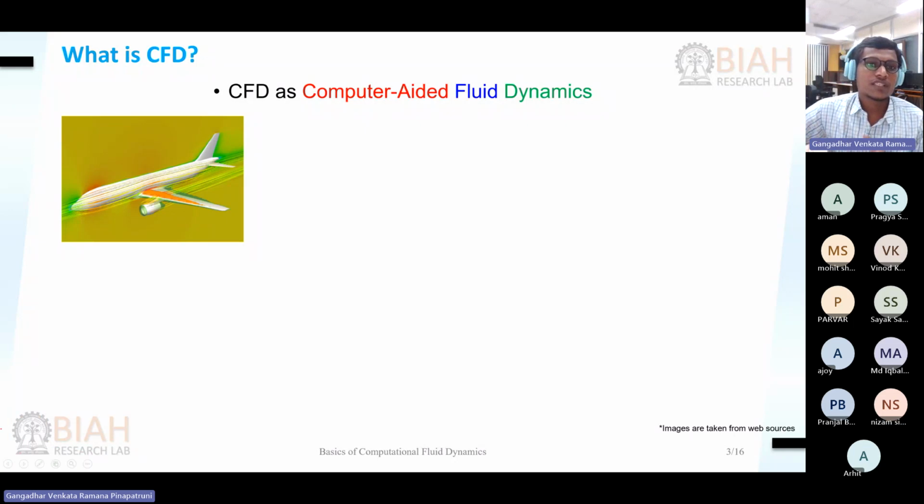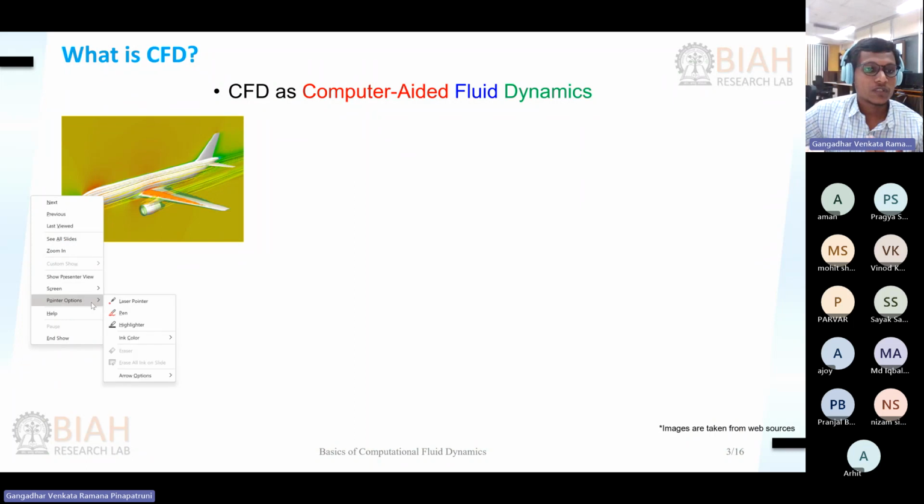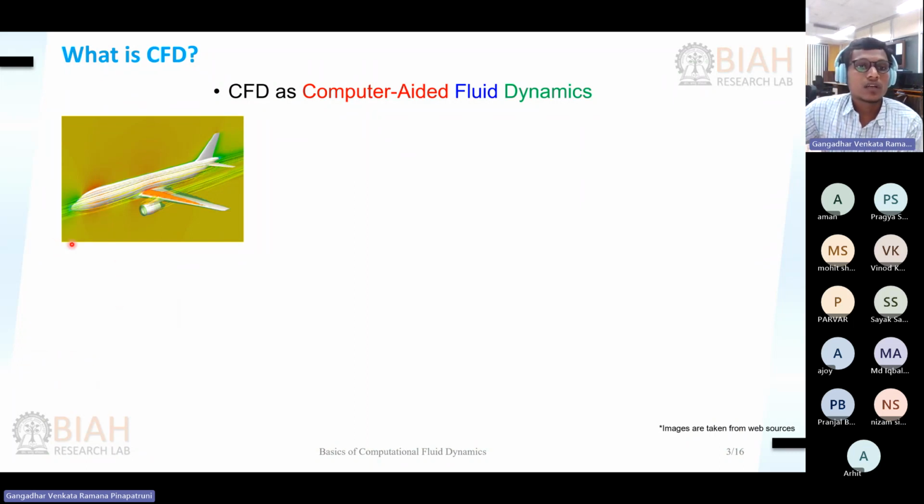You see CFD here in one picture. It shows an aeroplane, with some lines over the aeroplane and some beautiful colors. Let me take the laser pointer. We need to understand a few things from these colors. What is this color? Why are we studying the aeroplane? What is the reason, and what is the importance of studying the aeroplane through simulation?